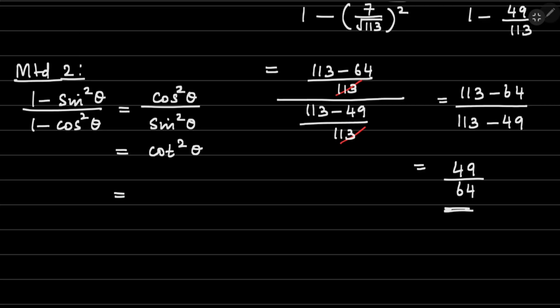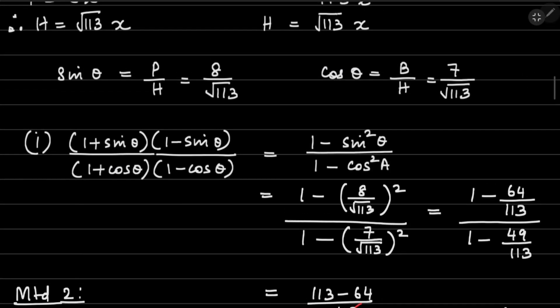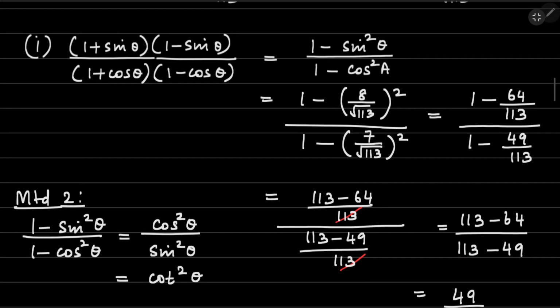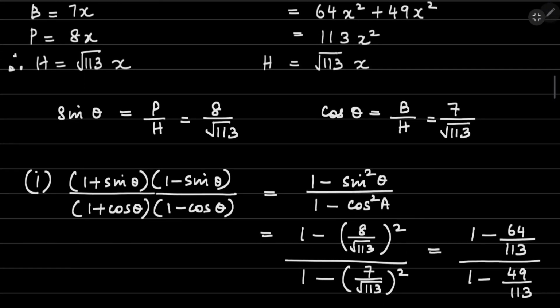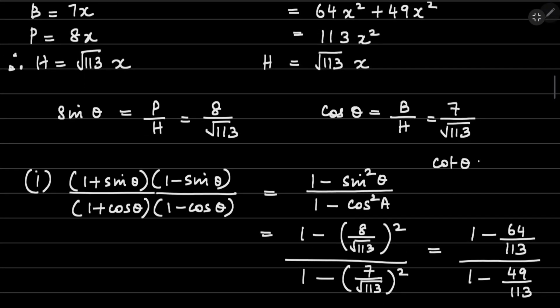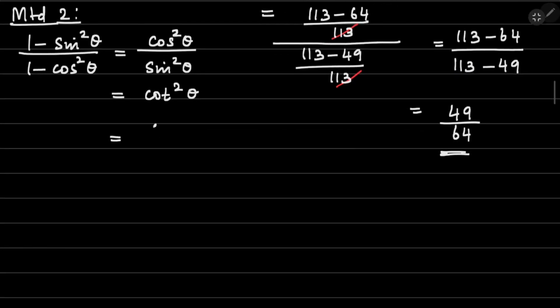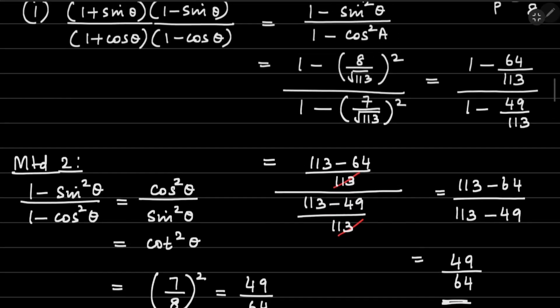And what is cot square theta? What is cot theta equal to? From here, you can find out cot theta is nothing but b by p. What is base? It is 7. What is the perpendicular? 8. So you can write 7 by 8 the whole square, which is equal to 49 by 64. So very easily you have done method 2.